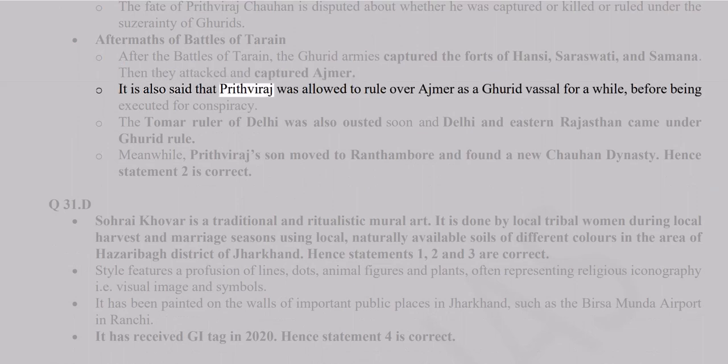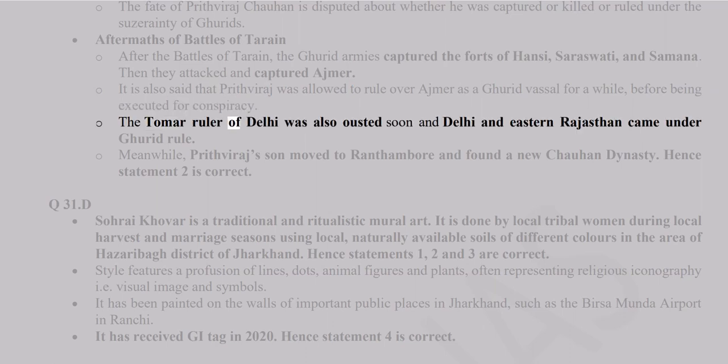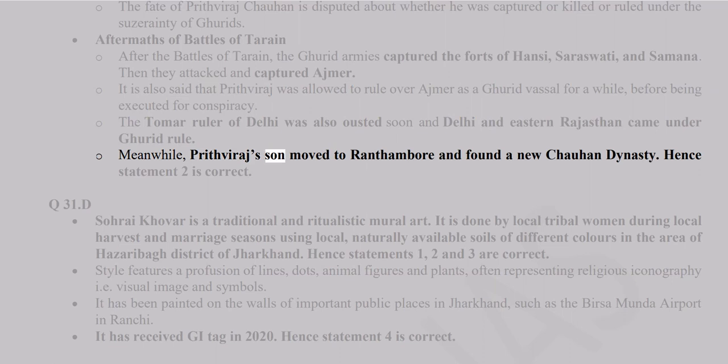It is also said that Prithviraj was allowed to rule over Ajmer as a Ghurid vassal for a while before being executed for conspiracy. The Tomar ruler of Delhi was also ousted soon, and Delhi and eastern Rajasthan came under Ghurid rule. Meanwhile, Prithviraj's son moved to Ranthambore and founded a new Chauhan dynasty. Hence, statement 2 is correct.